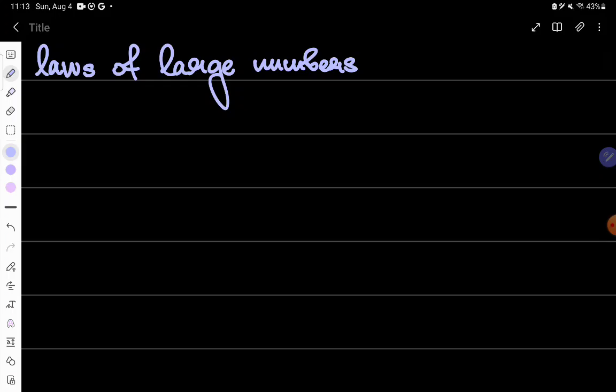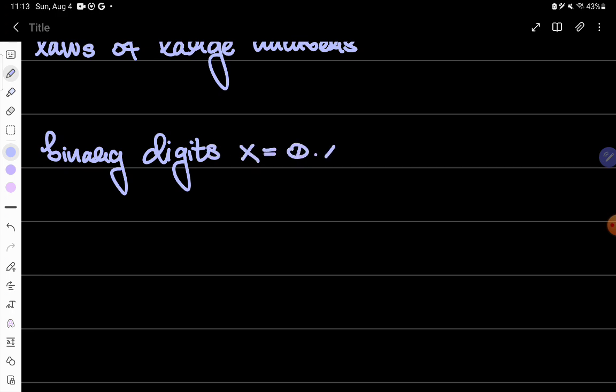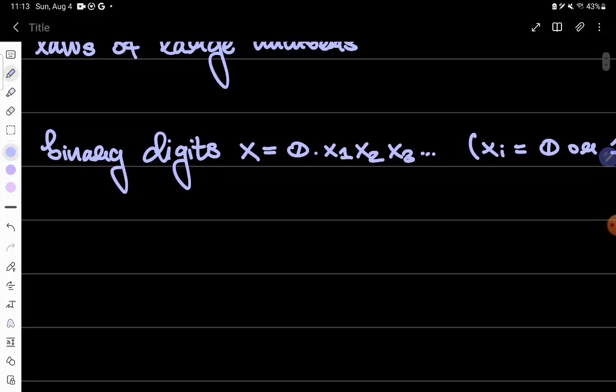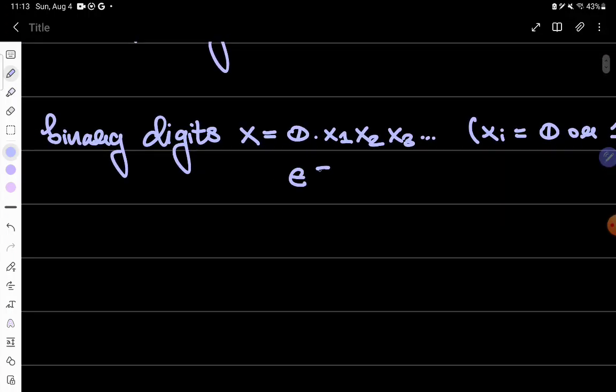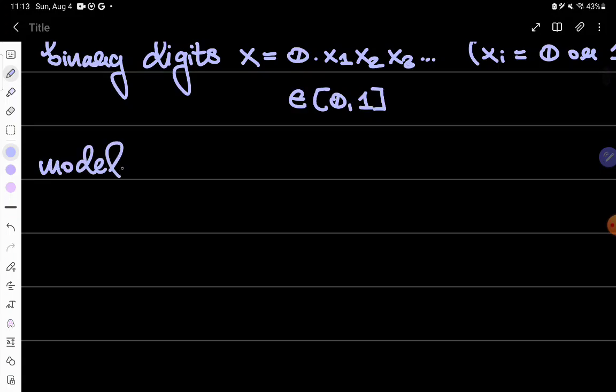First, I want to show that the notion of convergence in measure, which is a rather weak form of convergence that appears in, well, measure theory, is actually quite a natural mode of convergence in probability. So let's consider the binary digits of some number x equals 0 point x1 x2 x3 etc., where xi are either 0 or 1. And this is going to be in the interval [0,1]. We use this as a model for an infinite sequence of coin flips.